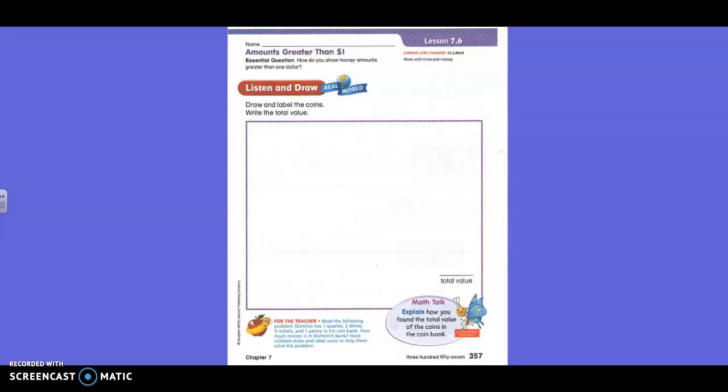How much money is in Dominic's bank? If that's what he has. How much does he have in his bank? Now, boys and girls, what is it asking of you? What's it asking you to find? What is that question asking you to find? Lena? How much in all? Yeah, how much in all, right? How much money in all does he have? Okay, so count it and write it as a total value, and I'm going to come check your answers.